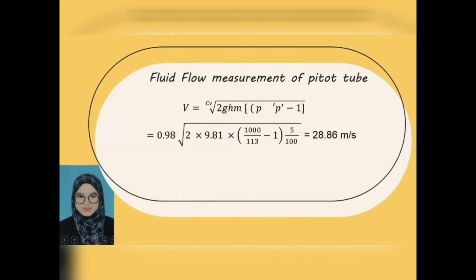Next, calculating the velocity of air when the manometer shows a difference in head of 5 cm of water, using the basic density values for air and water, and assuming the coefficient of the tube is 0.98, so that we get the velocity of air flowing through as 28.86 meter per second.